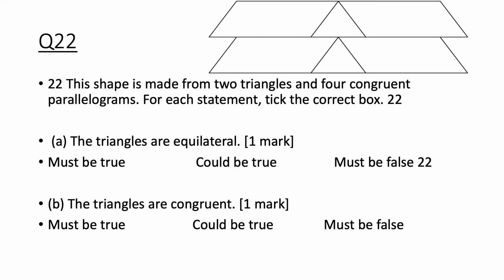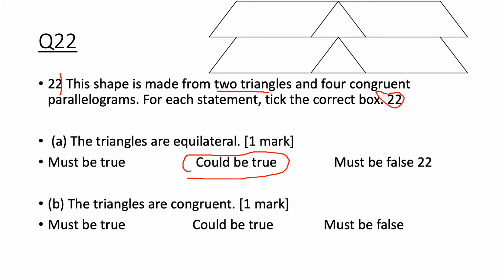Okay, right, guys. Question 22. The shape is made of two triangles and 4 congruent parallelograms. For each statement, tick the correct box. Part A, the triangles are equilateral. Well, that to me could be true, but it is not necessarily true. It says 4 congruent parallelograms, but it says 2 triangles. It doesn't say 2 congruent triangles. If it said that, then it must be true.